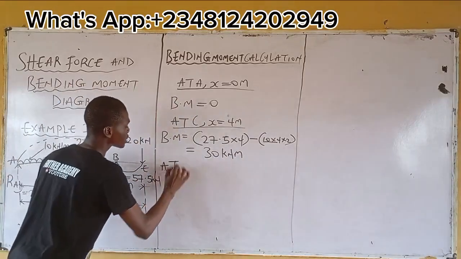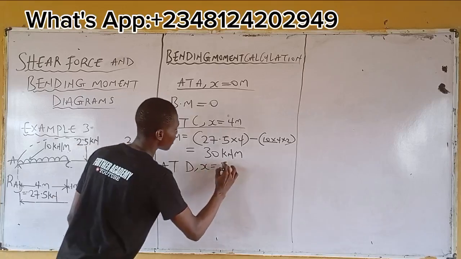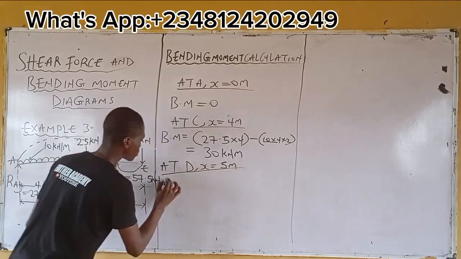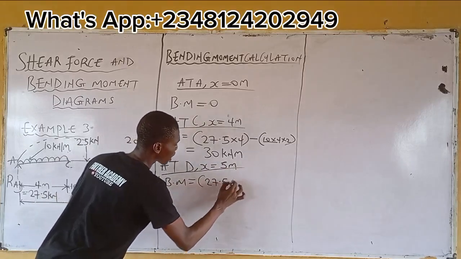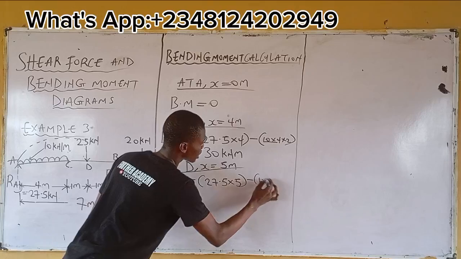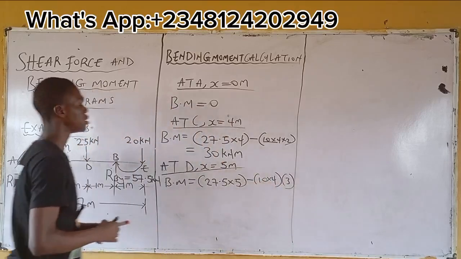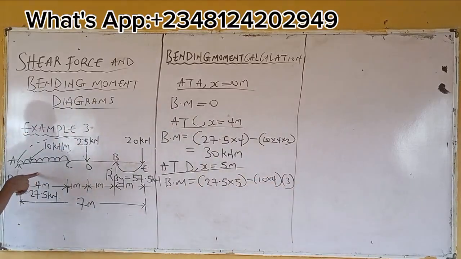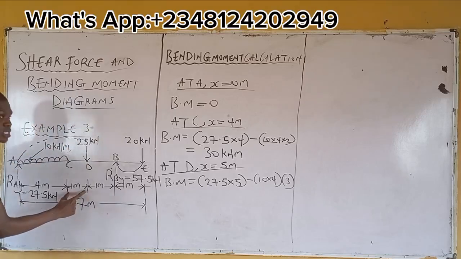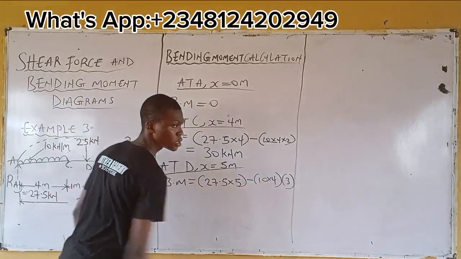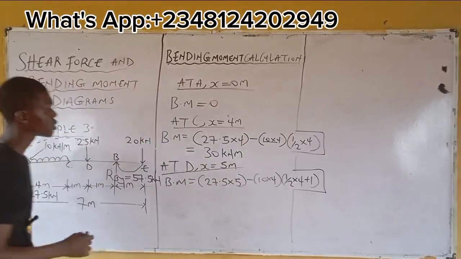The next point at what? At D. What's the value of x? 5 meter. Bending moment becomes what? 27.5 times 5 minus 10 times 4 all into bracket 3. How do you get 3? The distance of this U.D.L 2 plus I'm going to D, meaning before getting to D I have this additional one. It becomes what? It becomes 3, right?